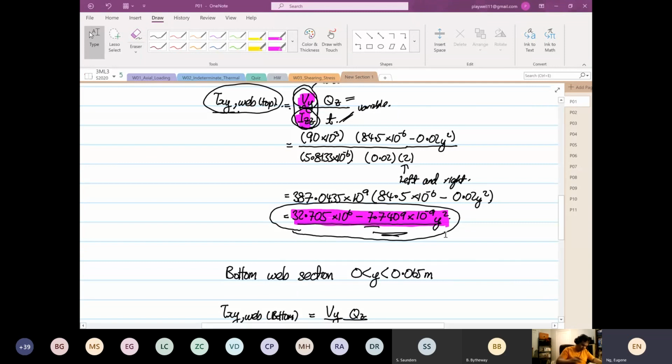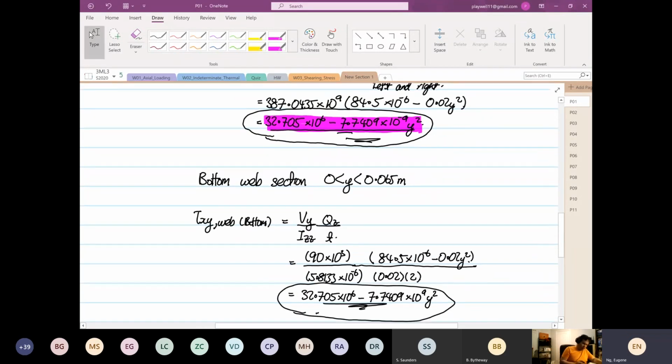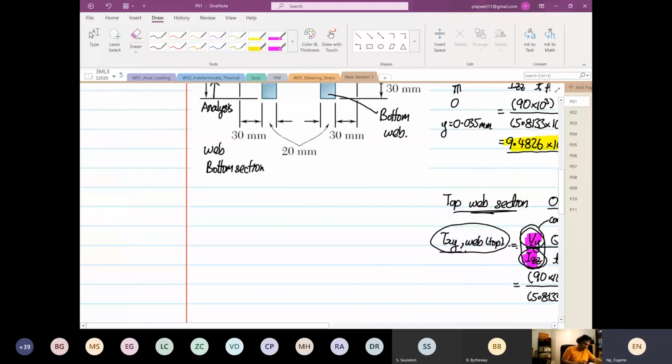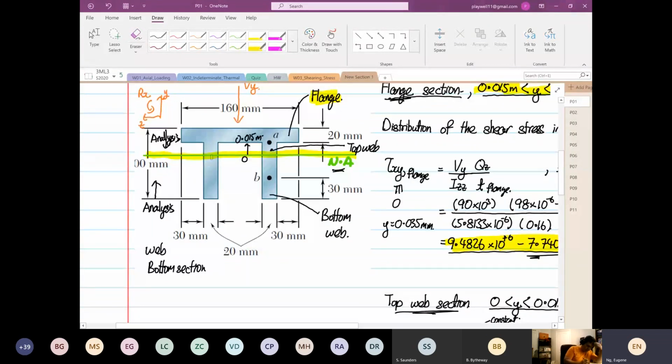Then how do we know it's correct? So we analyze the structure from the bottom web section. What do I mean by bottom web section? This is the bottom web section. The datum is still at the neutral axis, but the analysis starts from y max, the bottom part at this distance. This is your y max.